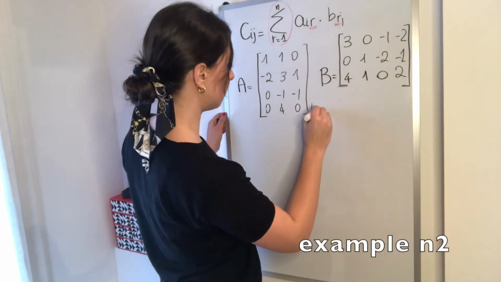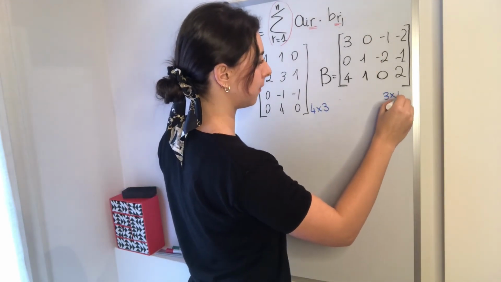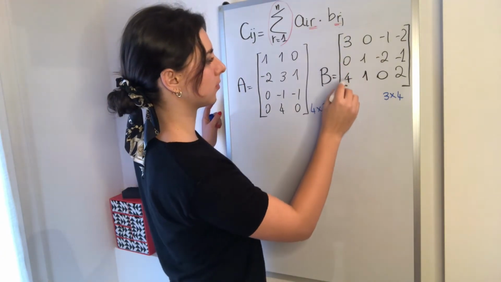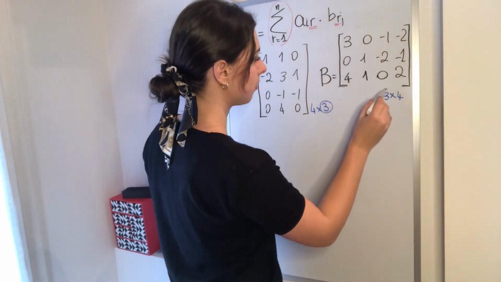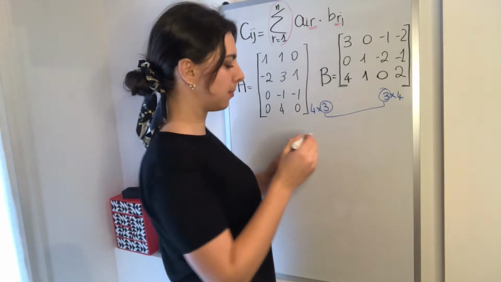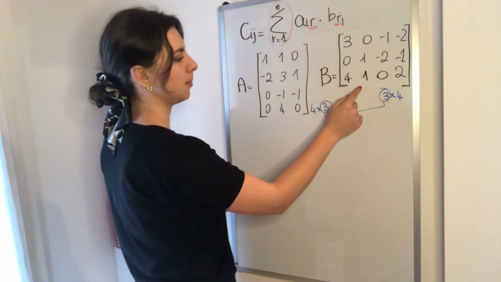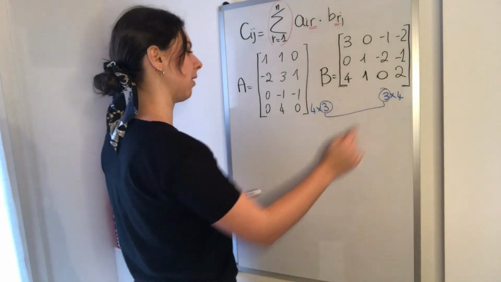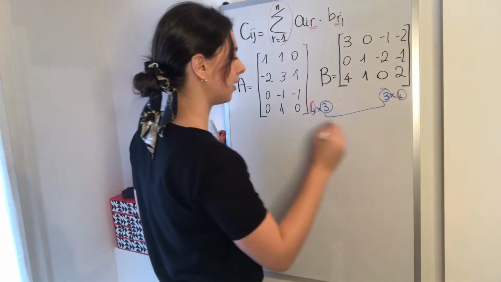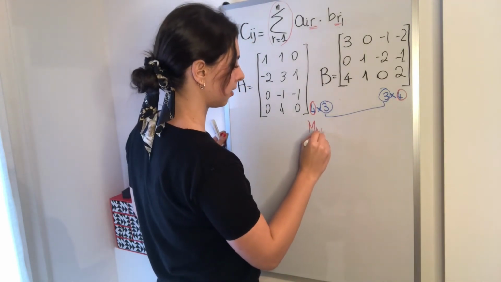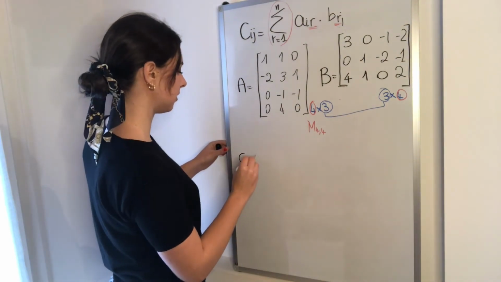This is a 4 by 3 and this is a 3 by 4. Okay, so yes, we can multiply them. Same number of columns, same number of rows, 3, 3. And the solution is 4 by 4. Let's call this C.